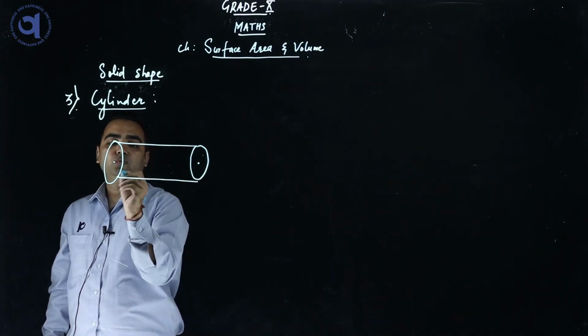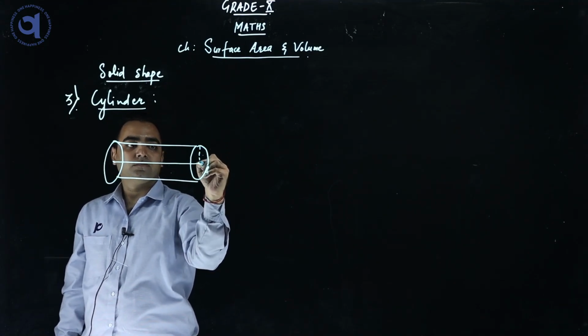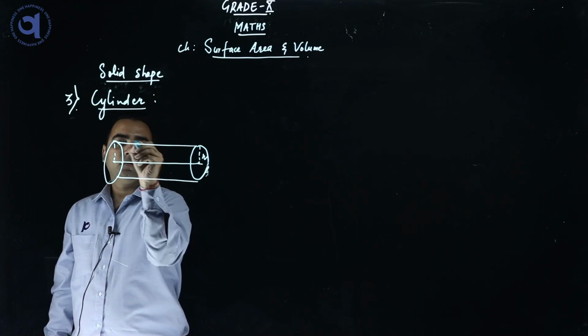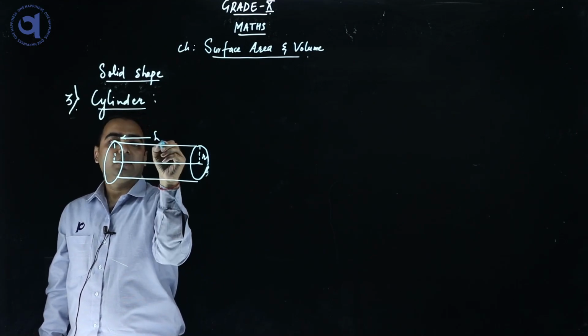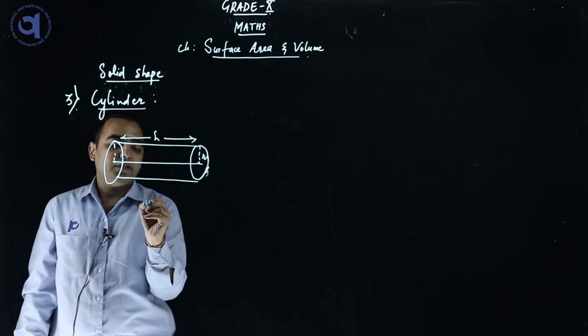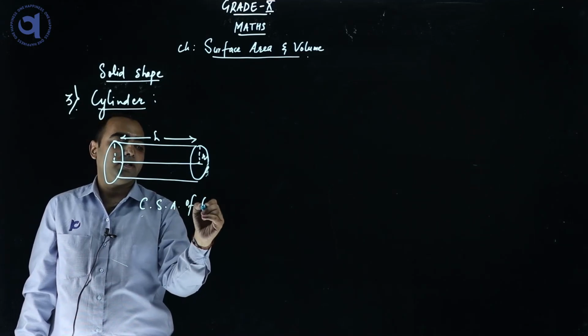Where it is having two curved surfaces. So this will be its radius and this will be considered as height of the cylinder. Clear? Now let us see what is the curved surface area of a cylinder.